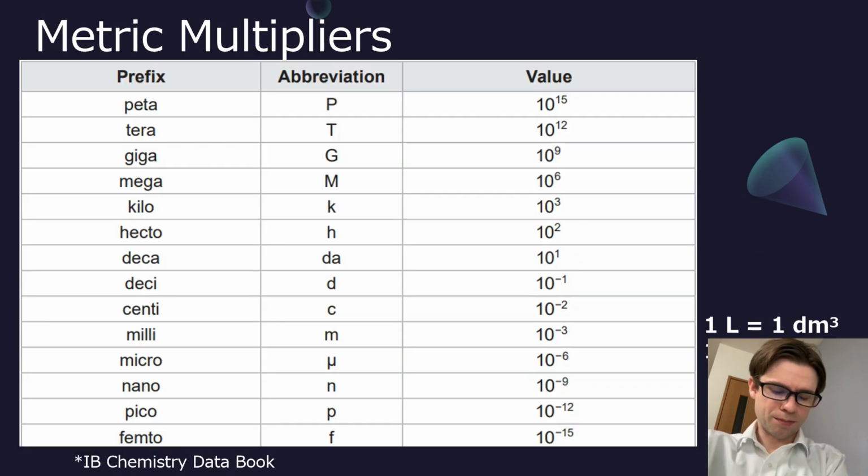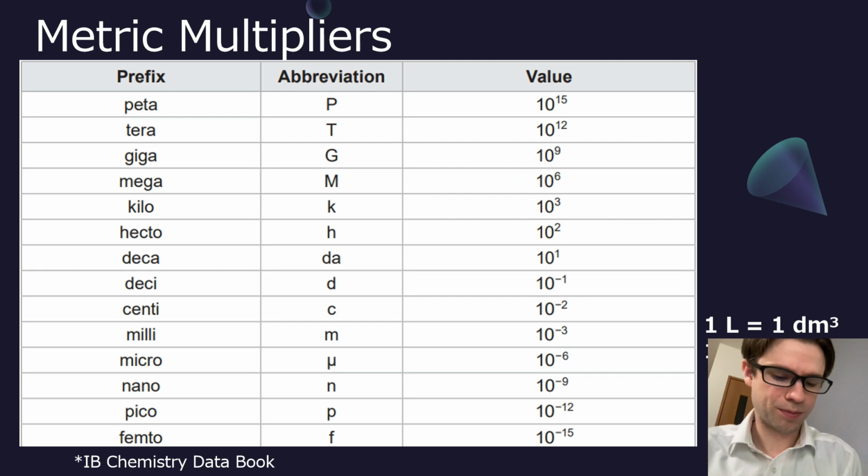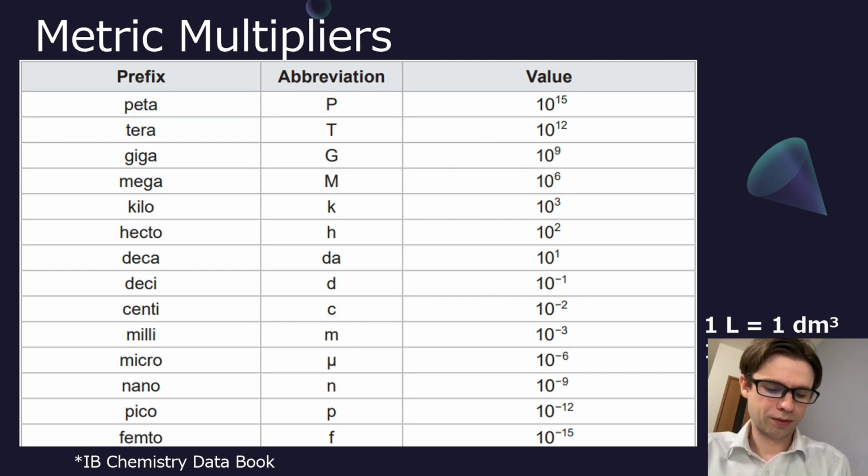Well, first, metric multipliers. These are also hugely important. You probably know some of these basic things, like when you compare meters to kilometers or grams to kilograms, there's a difference of a factor of 1,000. But these are the ones that are in the IB data book that you're expected to be able to communicate and understand and express properly. So, peta, tera, giga, mega, kilo, hecto, deca, deci, centi, milli, micro, nano, pico, femto.